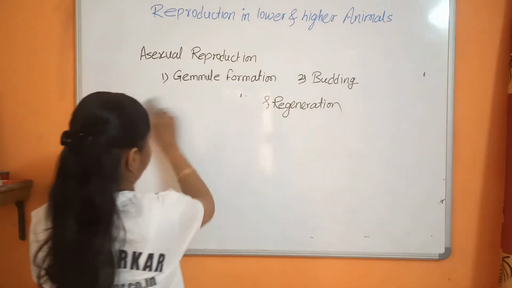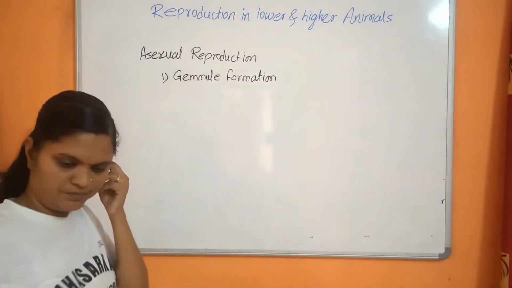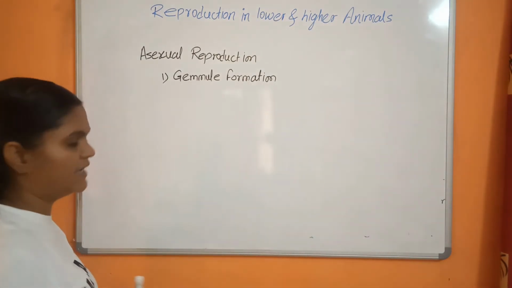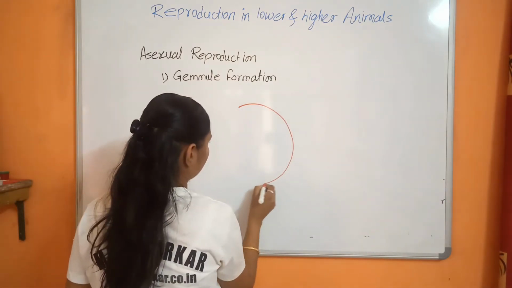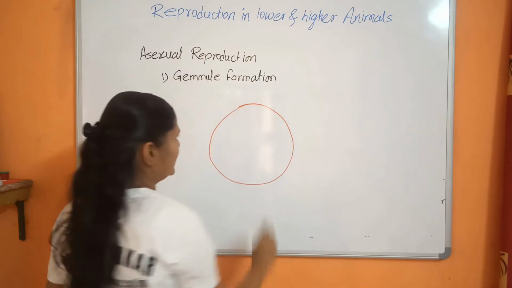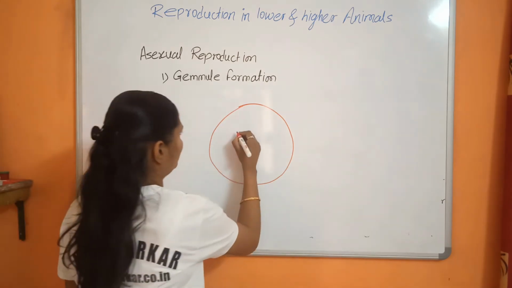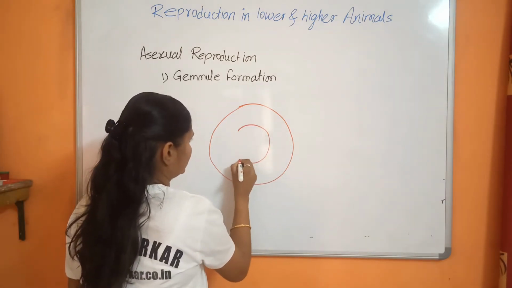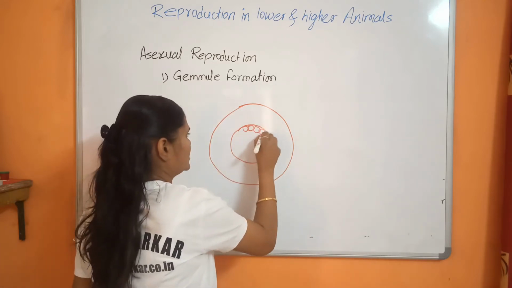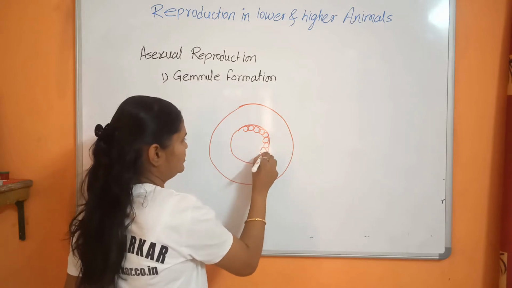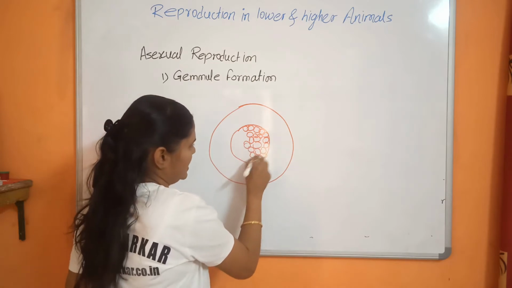Okay, so first we see the gemmule formation. First we draw the diagram. Gemmule is also called endogenous budding. Buds which are produced inside the body of the organism are called endogenous budding. A special type of cells are produced inside the body of the organism.